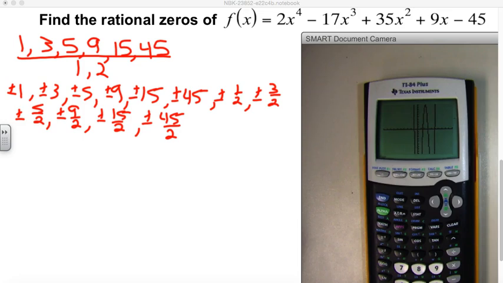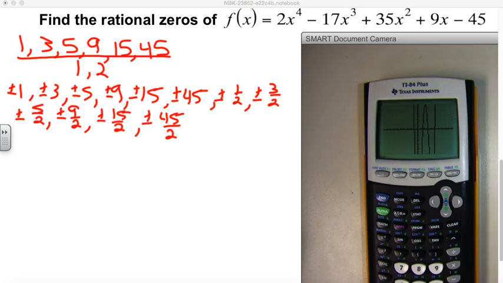All right, so you guys got a lot of possible rational zeros because your factors of 45, there's 6 of those: 1, 3, 5, 9, 15, and 45, and you've got 2 factors of 2, 1 and 2. So you've got to put all 6 of those factors over 1 and all 6 of them over 2, which gives you 12 different numbers, positive and negative. So that's really 24 possible rational zeros, which is a lot.